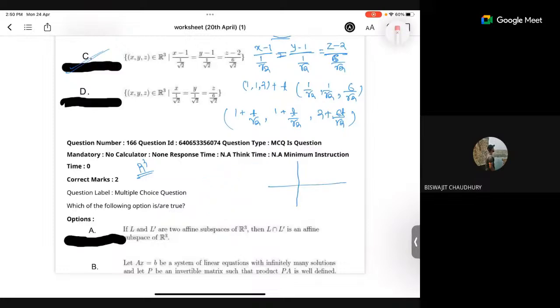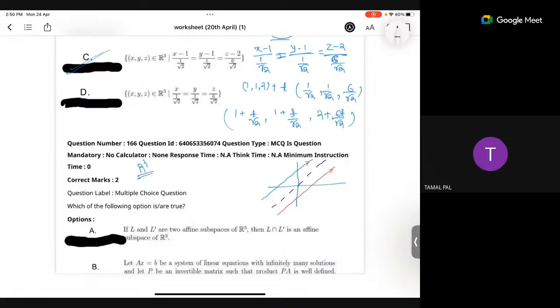This is our A and this is our L dash. It is given that both are parallel lines. Now this one will be the vector subspace for L and L dash. So this is L, this is L dash, corresponding vector subspaces. This is the subspace, let's say.